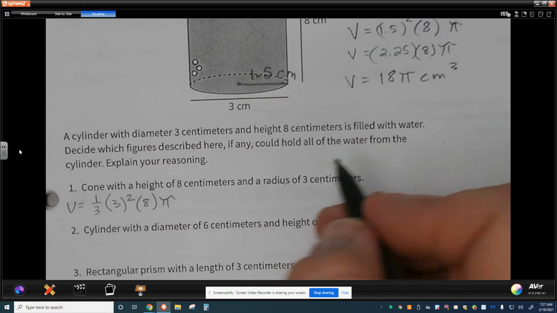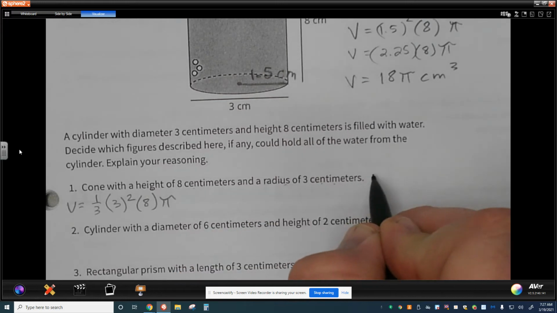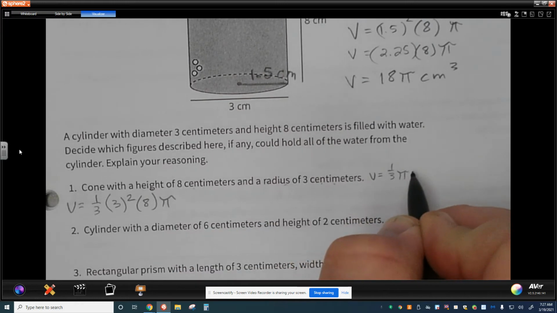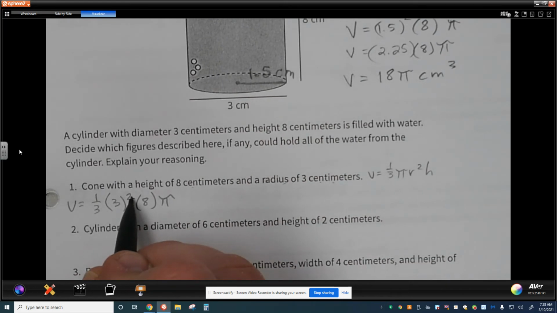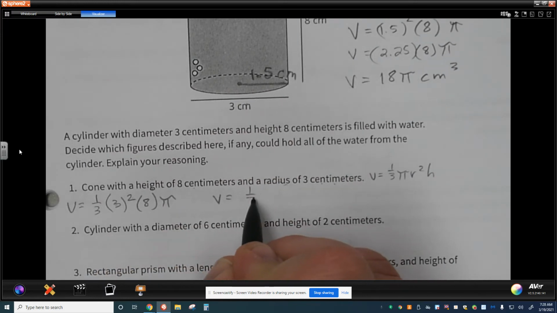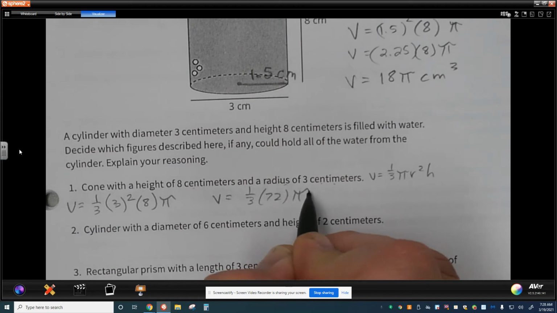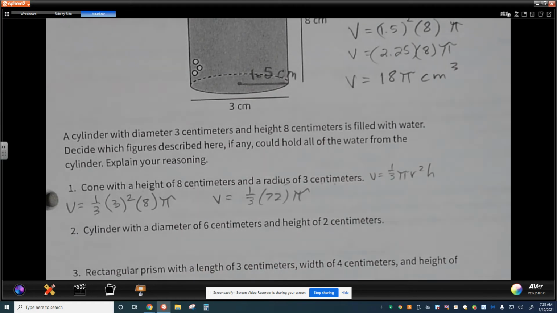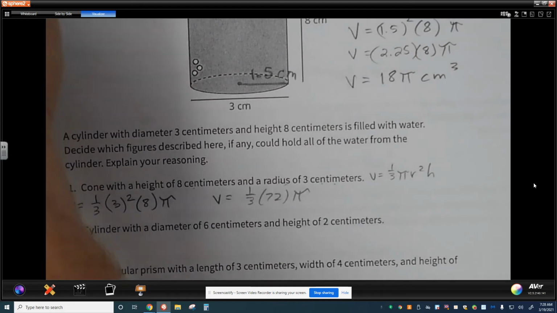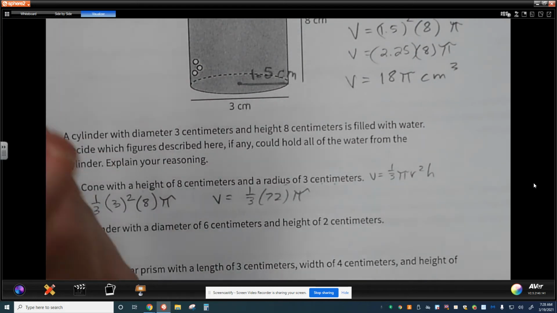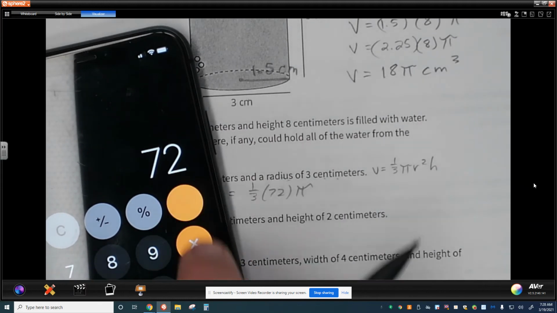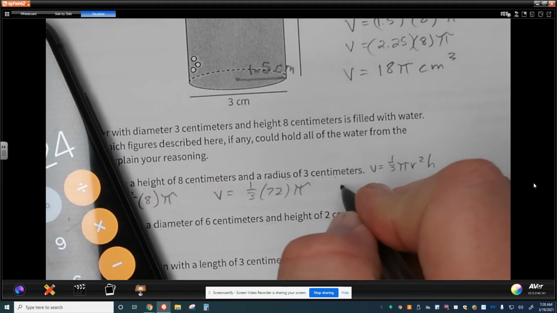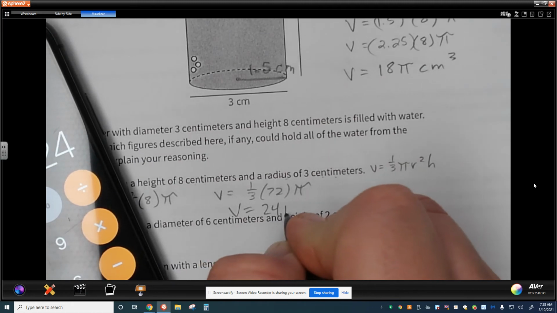So again, the same type of thing that we've been working with. The volume of a cone, 1/3 pi r squared times h. 3 to the second power is 9. 9 times 8 is 72. So I have a volume of 1/3 of 72 times pi. And I'm going to jump back over to my calculator. I'm going to keep using this one though, because for whatever reason the other one's messed up. 72 divided by 3 is 24. My volume is not equal.